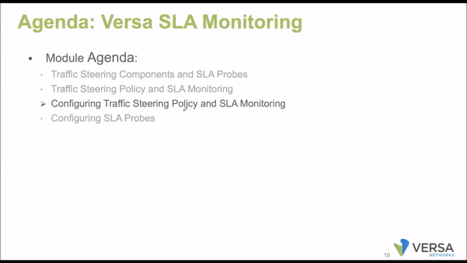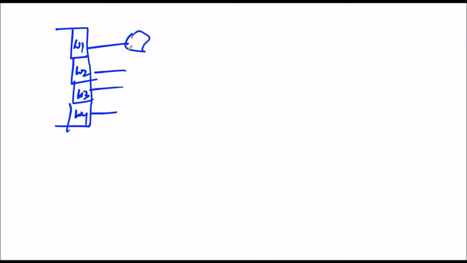So here, the traffic steering policies and then SLA monitoring. Now, for example, I have multiple WAN circuits. This is my WAN 1, this is my WAN 2, this is my WAN 3, and then WAN 4. So you've got four WAN circuits.